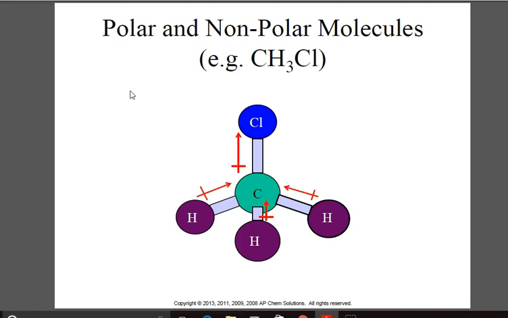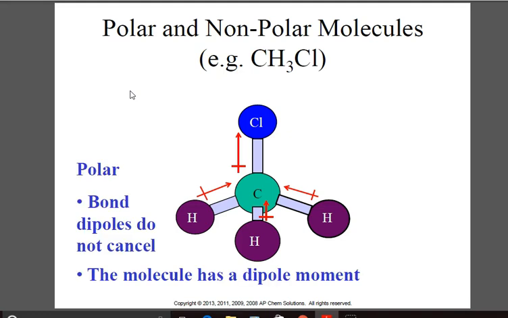So you have 3 arrows in, 1 arrow out. Those are not going to cancel. So this molecule is going to be polar. That 1 arrow going out has no arrow to cancel with it, and then you have all your arrows coming in. So this molecule is polar, and it would have a dipole moment. The reason we're using that language is because that's the language of the AP exam.